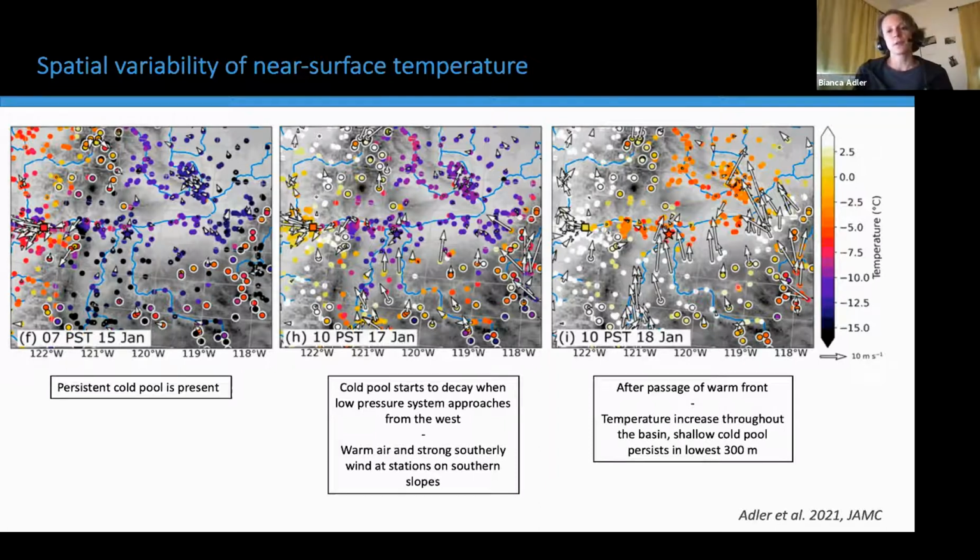So based on these observations, we think that there were different processes responsible for the decay of the cold pool. And we think that's a mix between large scale conditions, like when the low pressure system approached and mountain waves and downslope windstorms formed here over the southern orography, and also turbulent mixing between the stagnant air in the cold pool and this very strong southwesterly wind above.